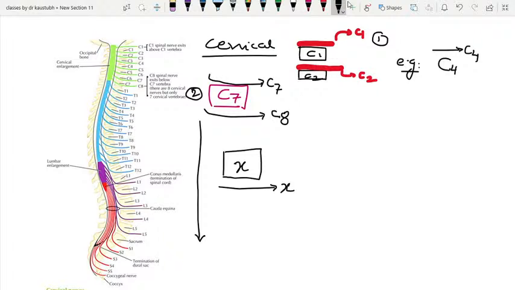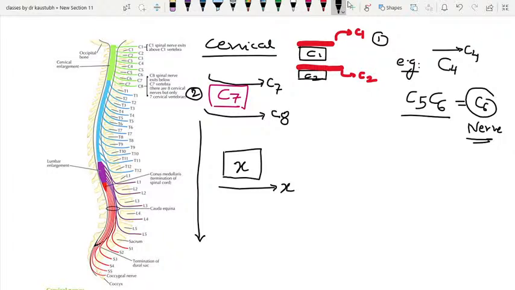If I ask you what is the nerve exiting between the C5 and C6 spinal segments, which nerve will be going between C5 and C6? It will be the C6 nerve, right? Understood? This is the concept for cervical.